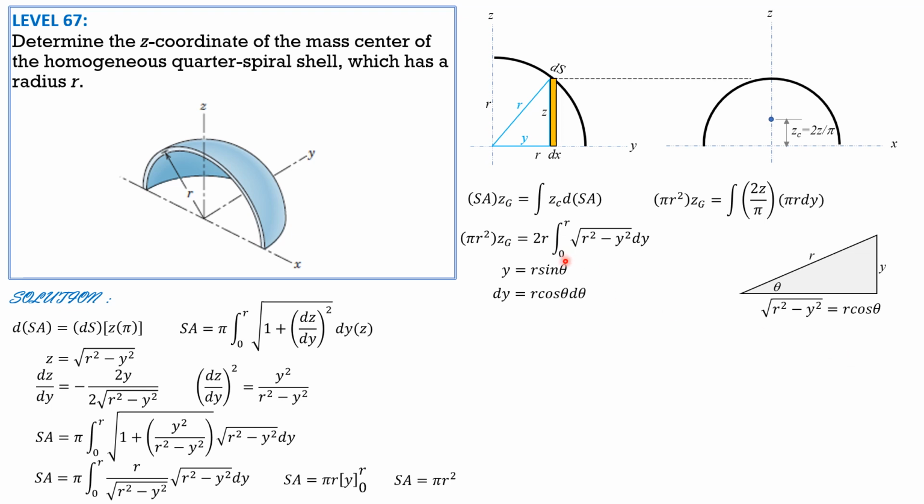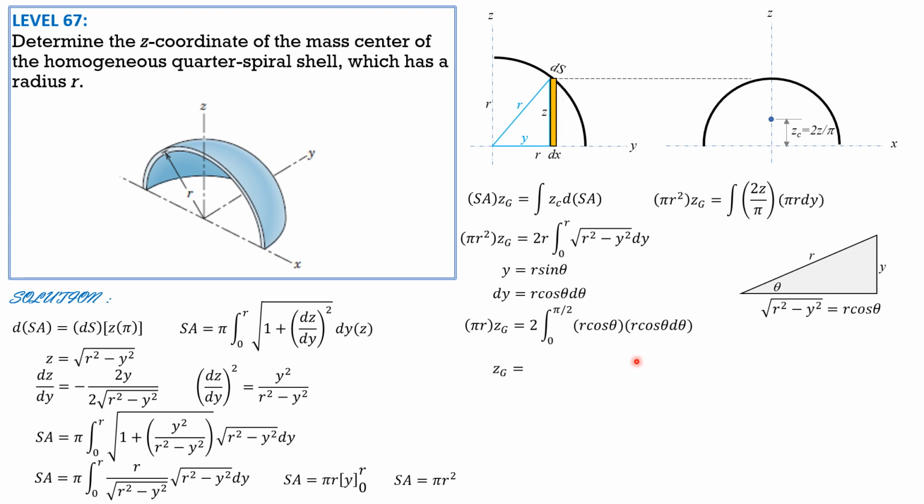Substitute and take note that when we substitute the lower limit, 0 equals r sine theta, so sine theta is 0 over r, which is 0, and arc sine of 0 is still 0. But when y is the upper limit r, r over r is 1, arc sine of 1 is pi over 2. So we change the limits to 0 to pi over 2. So pi r squared g sub z equals 2, cancel r, so pi r g sub z, 2 integral from 0 to pi over 2. This is r cosine theta, and dy is r cosine theta d theta.